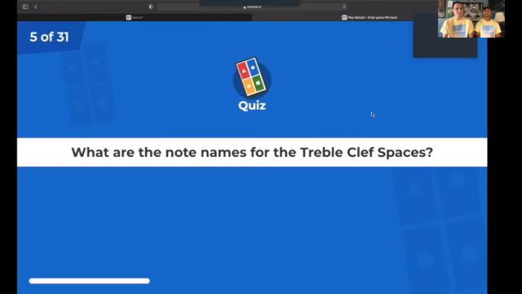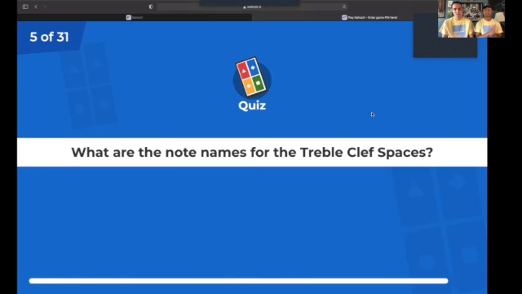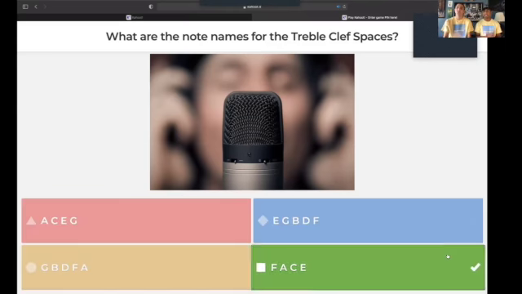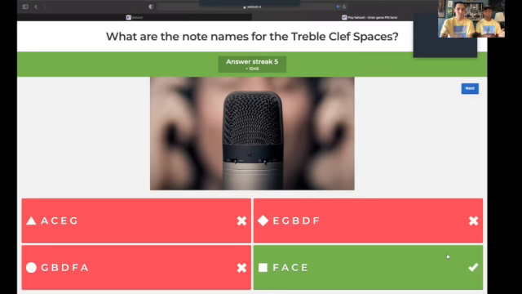The next one is, what are the note names for the treble clef spaces? So our options are A, C, E, G; E, G, B, D, F; G, B, D, F, A; or F, A, C, E. Think about it for a second. Remember those acronyms that we've put in those videos, and the answer is F, A, C, E. You guys remember the acronym is space rhymes with face for the right hand or the treble clef spaces, and that's how we came up with that answer.